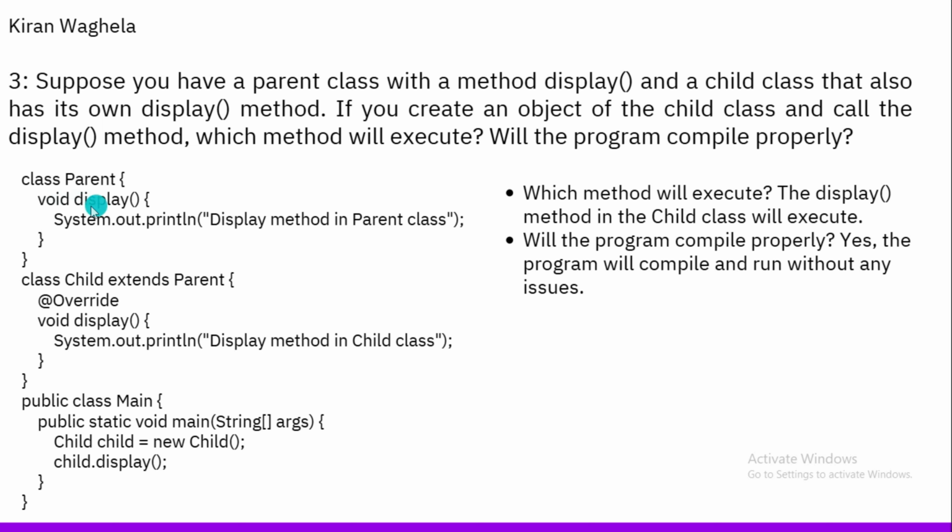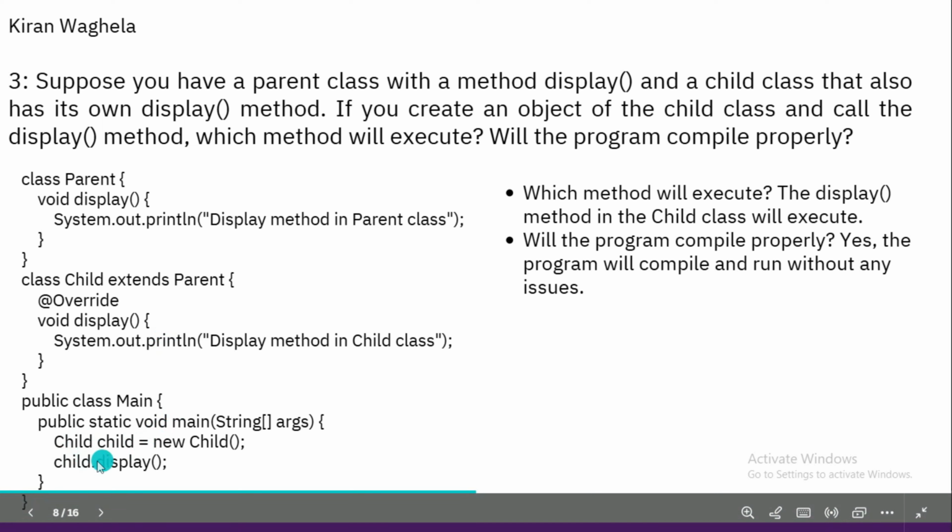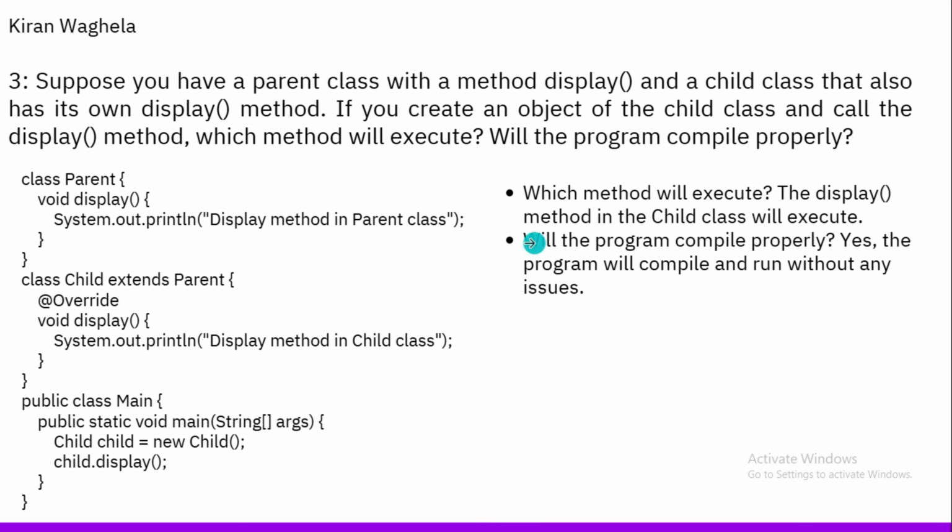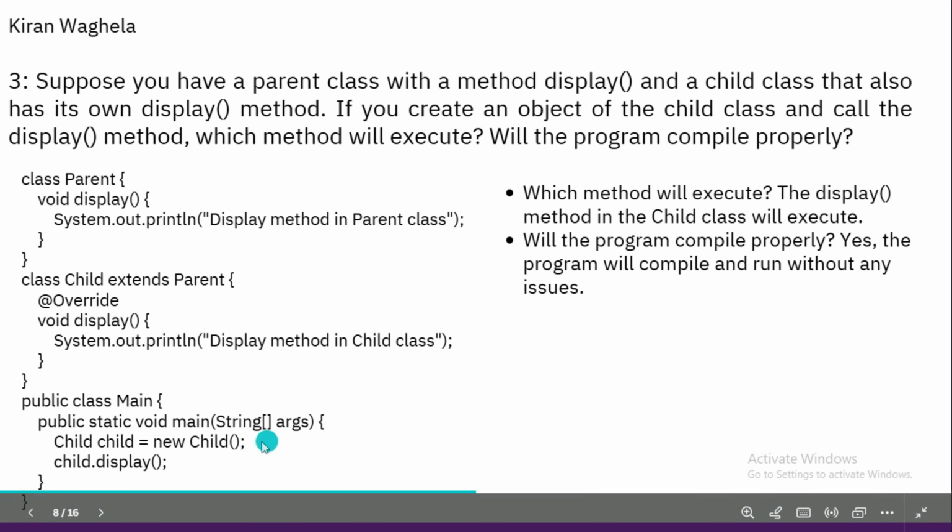Here we take the example: the parent class has the display method, and the child class extends the parent class and overrides the display method. Inside the main method we create the child class object and call child.display. Two questions are asked: which method will execute? We can say the child class's display method is going to execute, because we have created the object of the child class.